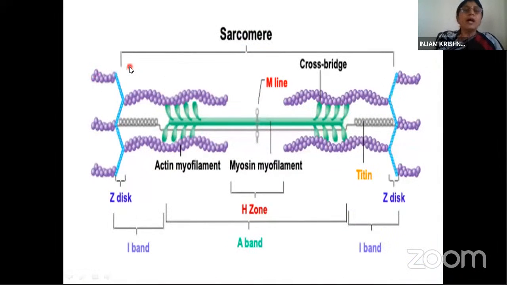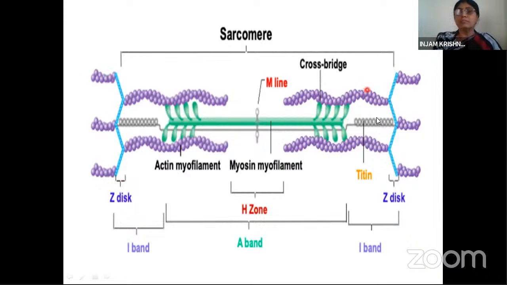Yes, I want to clear the location of the meromyosin. That's why I have given this image to you again. It is the sarcomere. You know it. It is the structural functional unit of the muscle tissue.